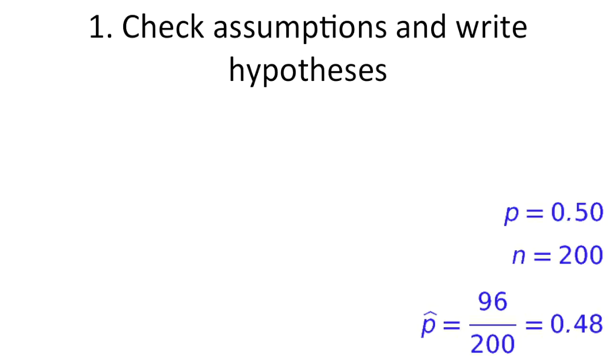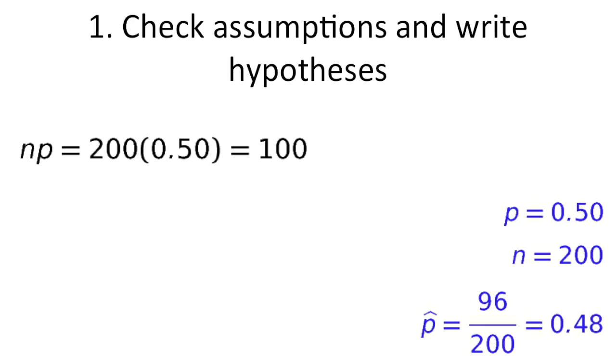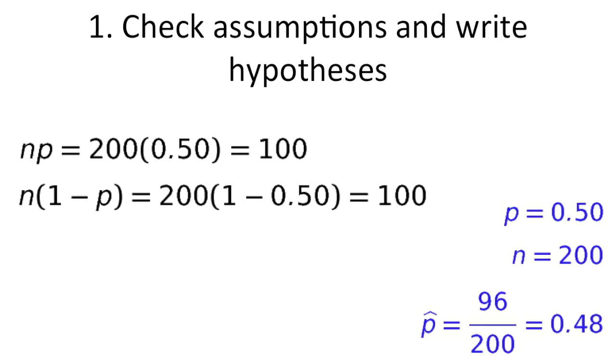Step 1, check assumptions and write hypotheses. Recall, in order to use the normal approximation method, both n times p and n times 1 minus p must be at least 10. n times p is our sample size times the hypothesized population proportion. 200 times 0.50 equals 100. n times 1 minus p equals 200 times 1 minus 0.50, which also equals 100. Both of these are greater than or equal to 10, so this assumption has been met, and we will use the normal approximation method.